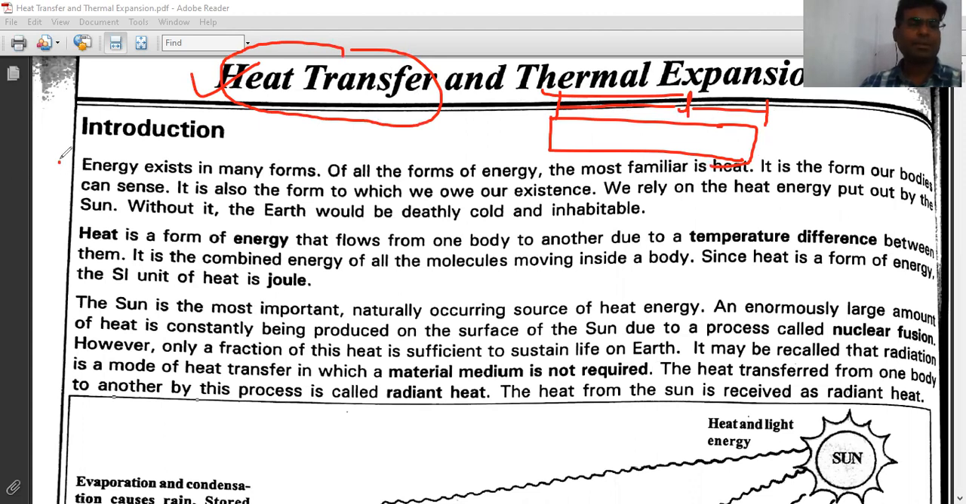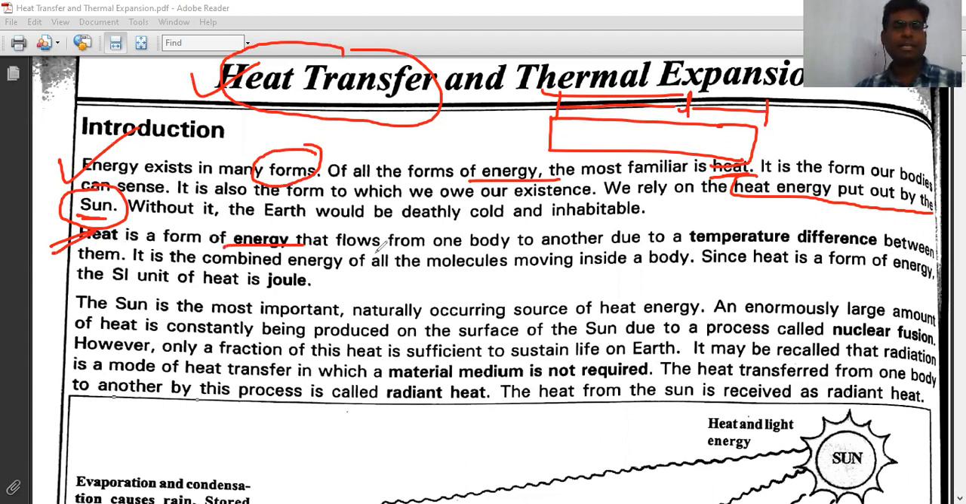As we know, energy exists in many forms, right? Heat is also a form of energy. Heat energy is put out by the sun. So what is the ultimate source of energy? The sun produces a lot of heat. And here the definition of heat is written.